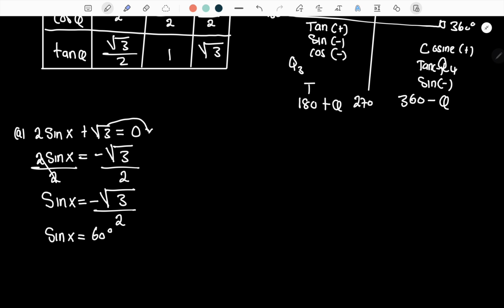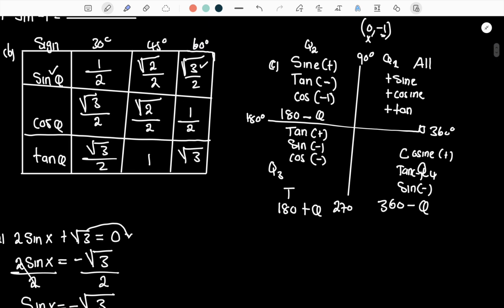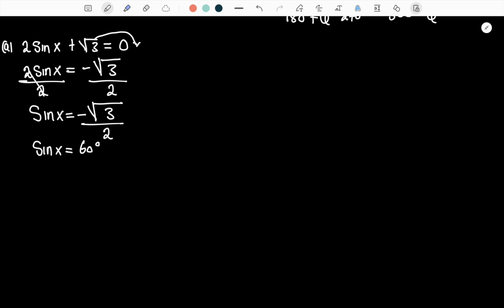Now, notice that this guy is negative. So, you need to ask yourself, in which quadrant is sine x negative? Sine is negative in the third quadrant, and also in the fourth quadrant. In the third quadrant, that's where sine is negative, so it's 180 plus theta. So this is going to be 180 plus 60.